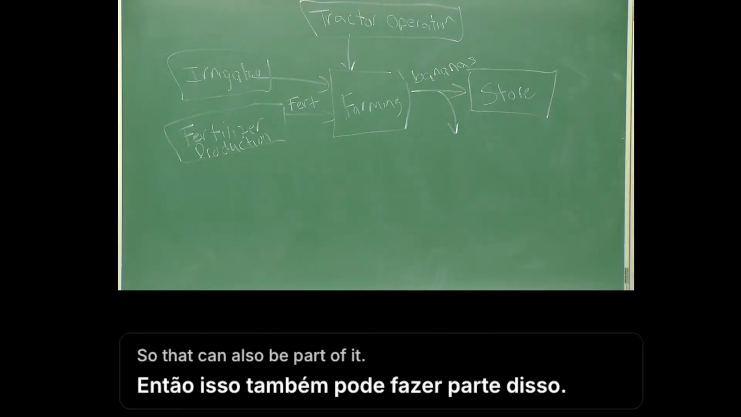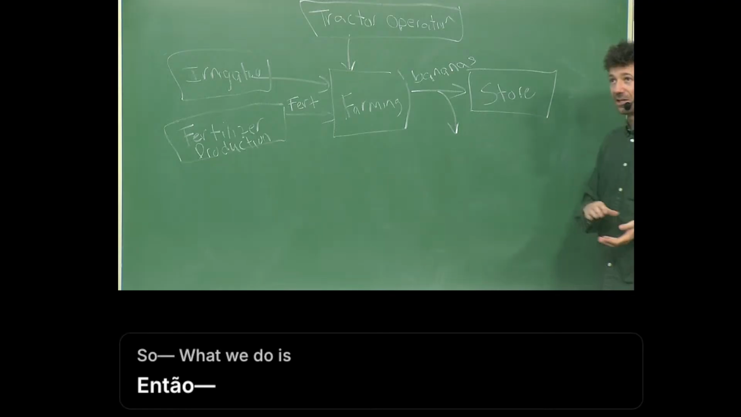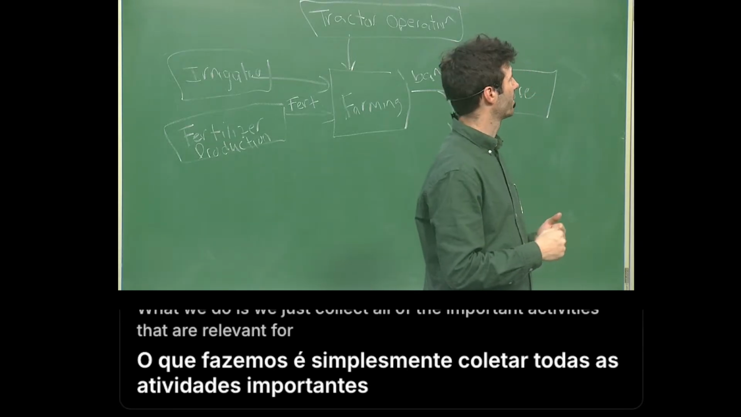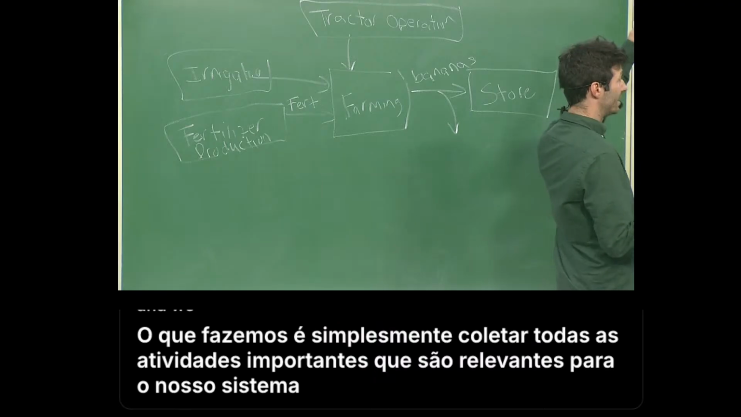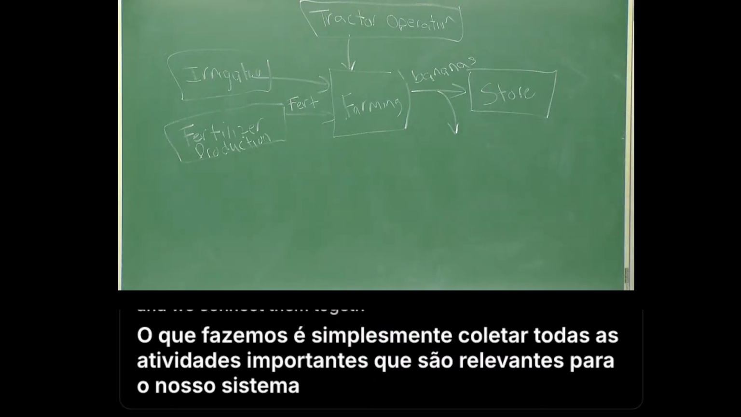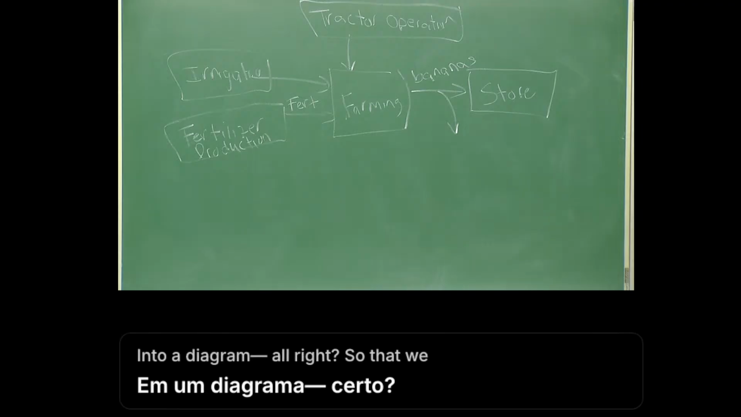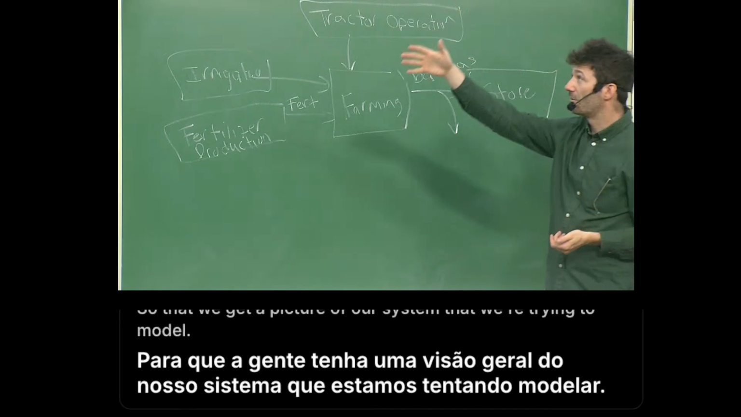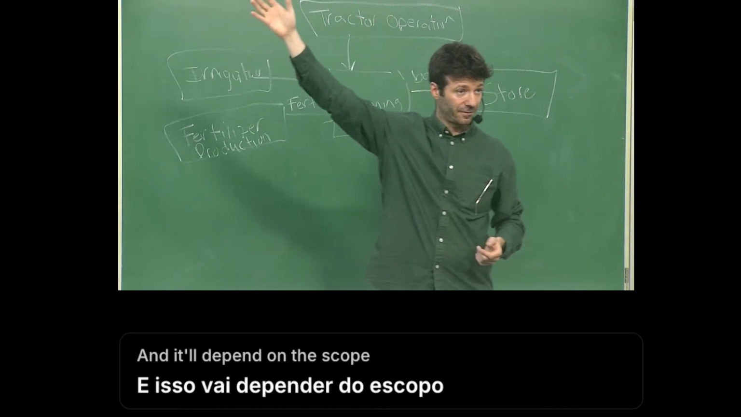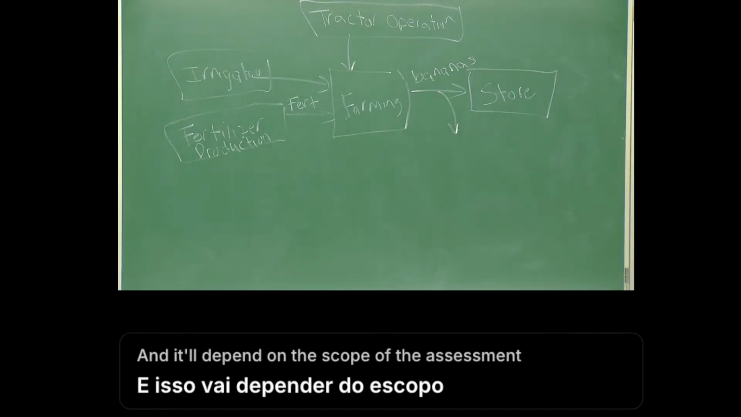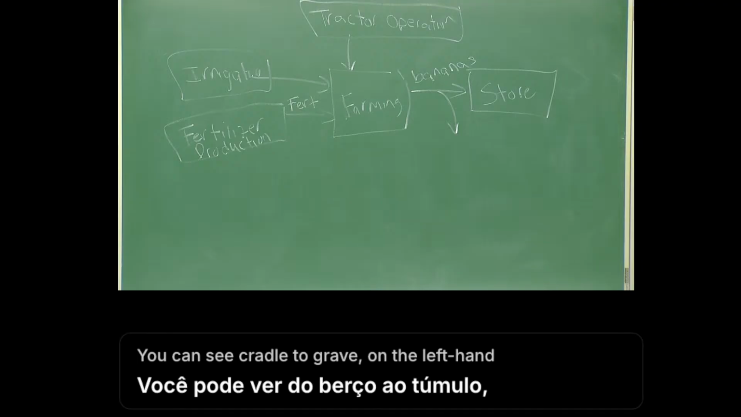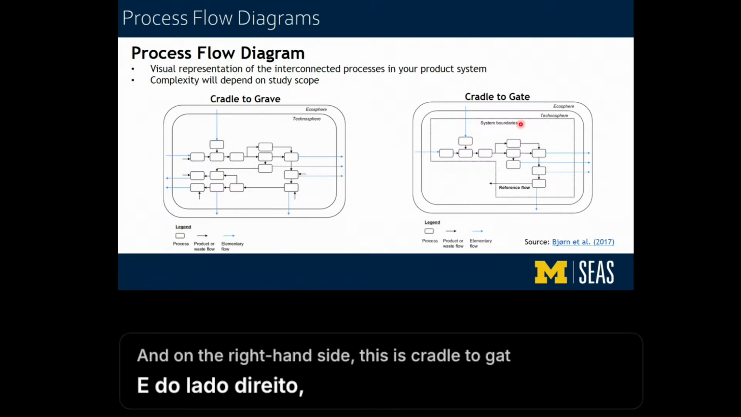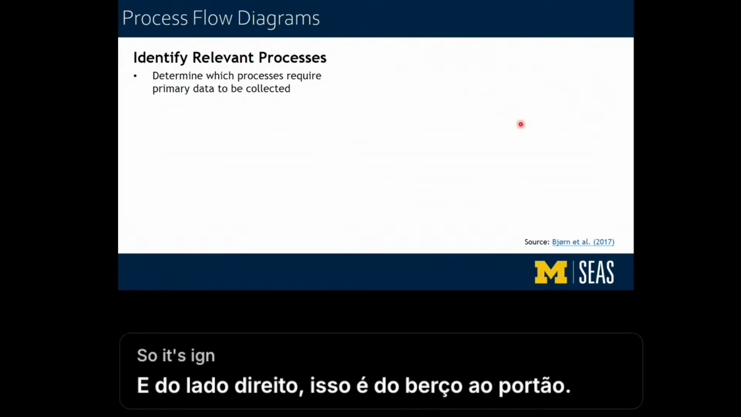So what we do is we just collect all of the important activities that are relevant for our system, and we connect them together into a diagram, all right? So that we get a picture of our system that we're trying to model. And it'll depend on the scope of the assessment, right? You can see cradle to grave on the left-hand side. Over here includes everything. And on the right-hand side, this is cradle to gate. So it's ignoring everything after we've produced the process.